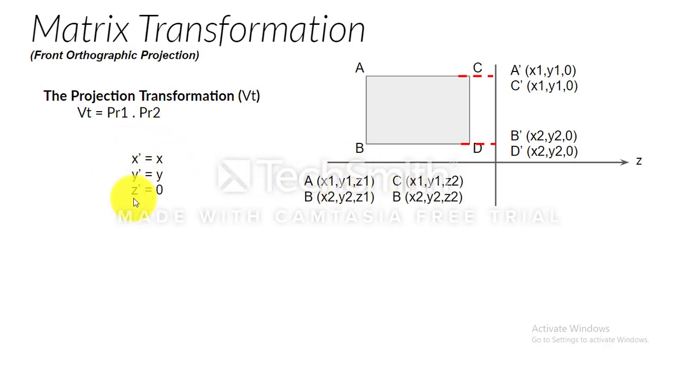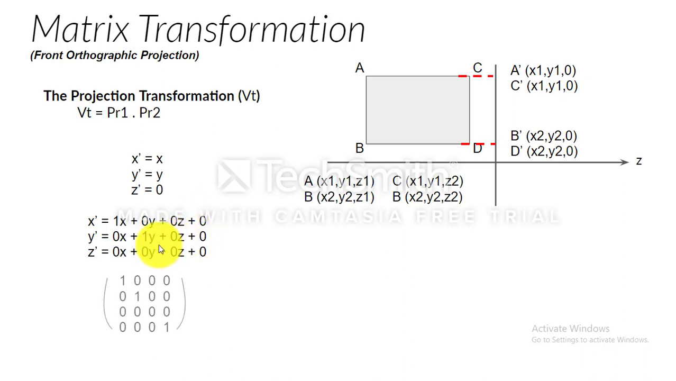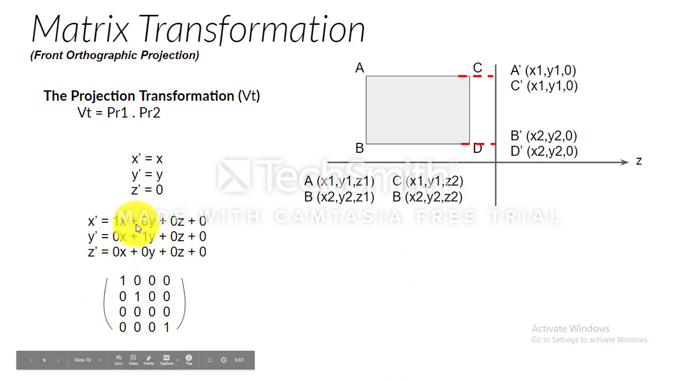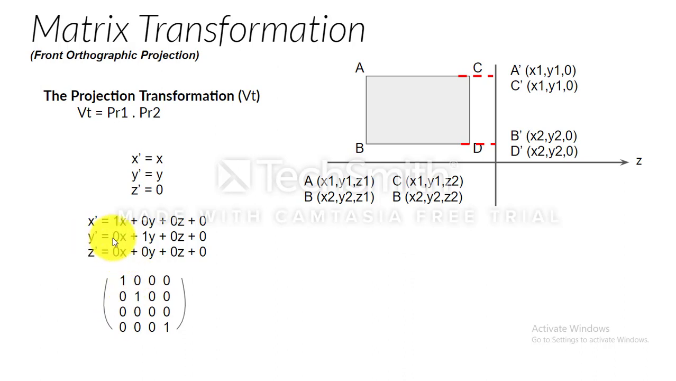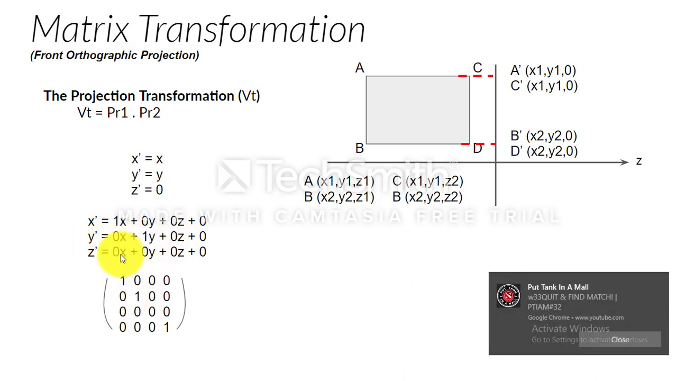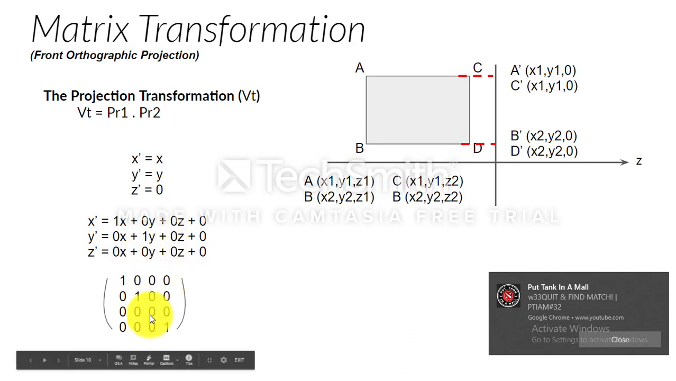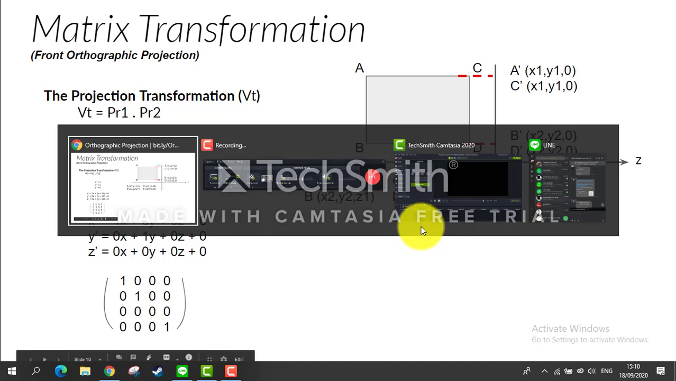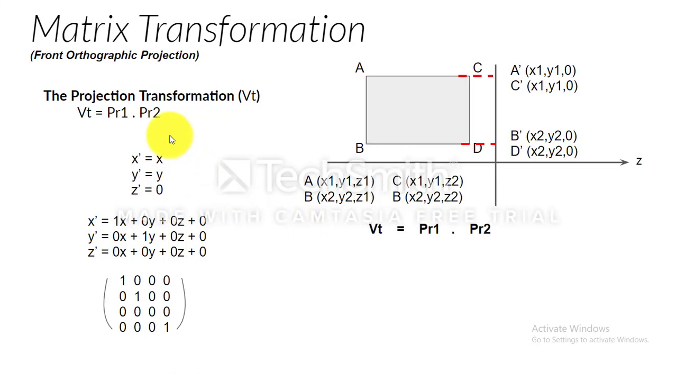So by these equations, we know that x prime is 1x plus 0y plus 0z plus 0, y prime is 0x plus 1y plus 0z plus 0, and z prime is 0x plus 0y plus 0z plus 0. And then if we convert it to the matrix, it will look like this. So 1 0 0 0 for x prime, then y prime 0 1 0 0, and then z prime 0 0 0 0. Sorry. Alright.